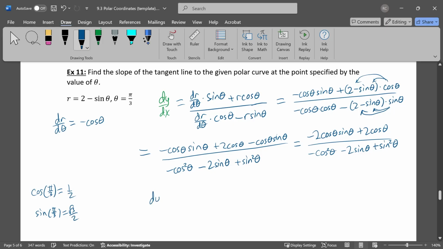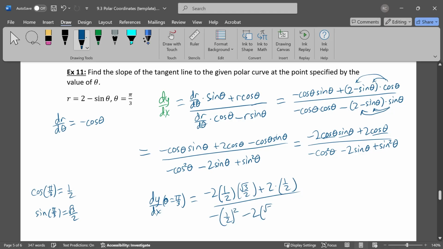And so when I evaluate dy/dx at theta equals pi over 3, we get negative 2 times 1/2, sorry, I'm already writing stuff wrong. Negative 2 times cosine of theta, which is 1/2, times sine of theta, that's the square root of 3 over 2, plus 2 times cosine of theta, which is the 1/2, over negative 1/2 squared minus 2 times the square root of 3 over 2, plus sine squared of theta, which is the square root of 3 over 2 squared.